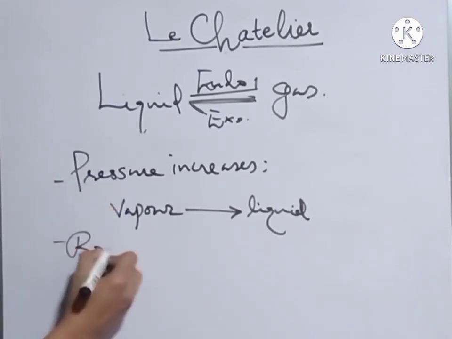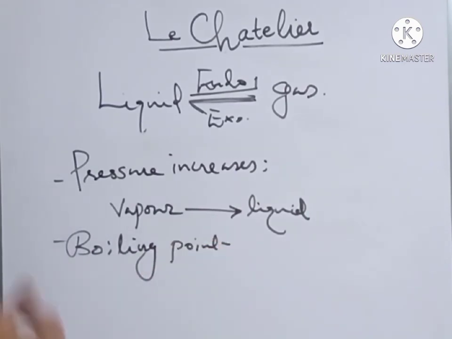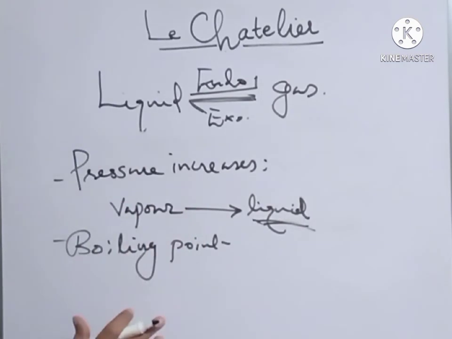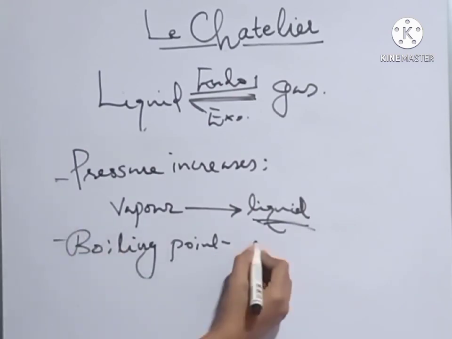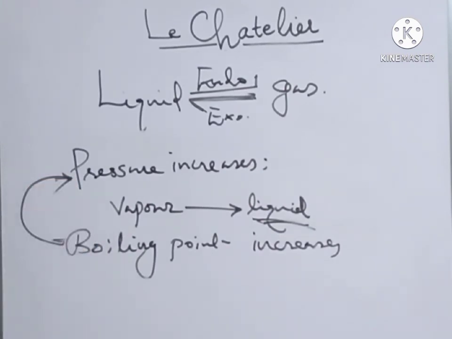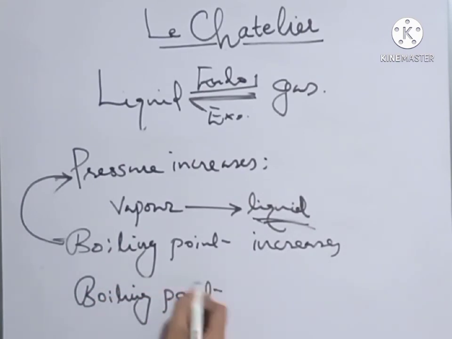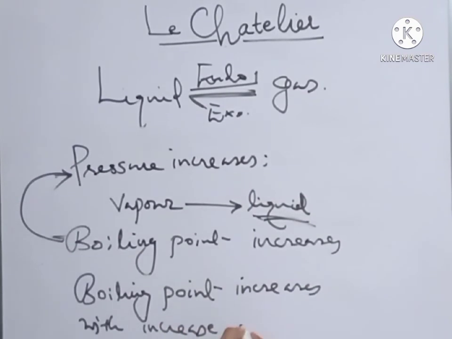So if we talk about the boiling point of this substance, here more molecules exist in the liquid state. So we have to increase the temperature of the system to attain boiling point. So that indicates boiling point increases with the increase of pressure.